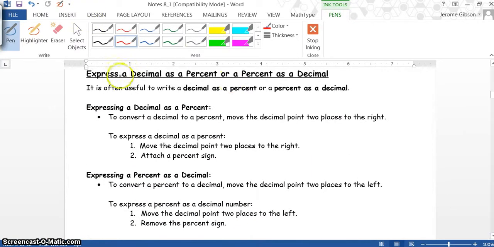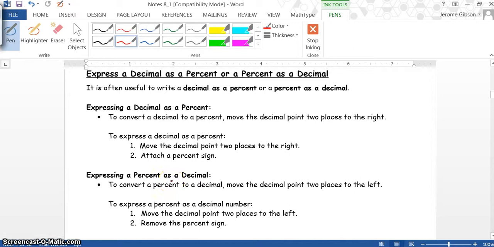Now, we have express a decimal as a percent or a percent as a decimal. It is often useful to write a decimal as a percent or a percent as a decimal. Expressing a decimal as a percent. To convert a decimal to a percent, move the decimal point 2 places to the right. To express a decimal as a percent, move the decimal point 2 places to the right and attach a percent sign.